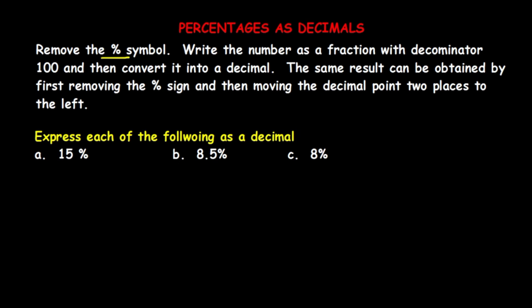The first model is 15%, means just we can remove this percentage symbol and then we write 15 and take in the denominator 100. Okay, so 15 divided by 100, when we have 2 zeros here, so take the point before the 2 digit, that means 0.15 is the answer for this question. So this is the model converting percentage as the decimal.